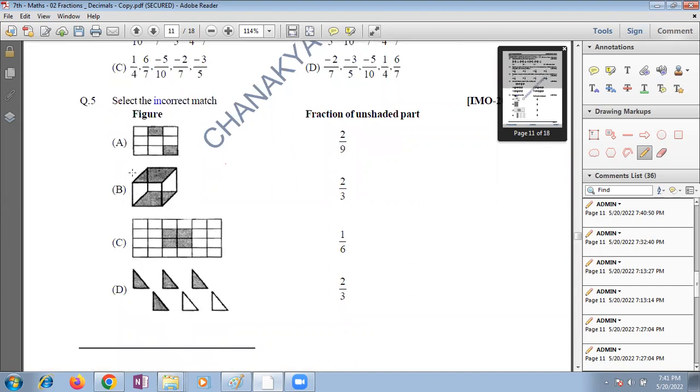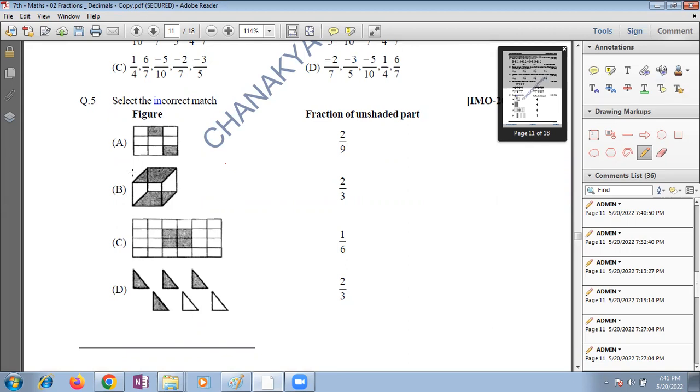Ma'am, B1 is incorrect, because it's 4 by 4. Yes, ma'am, B1 is 4 by 4. Then 6 by... 2 by 6, isn't it? 2 by 6, ma'am. 1 by 3, ma'am. 2 by 6 or 1 by 3 is also given.